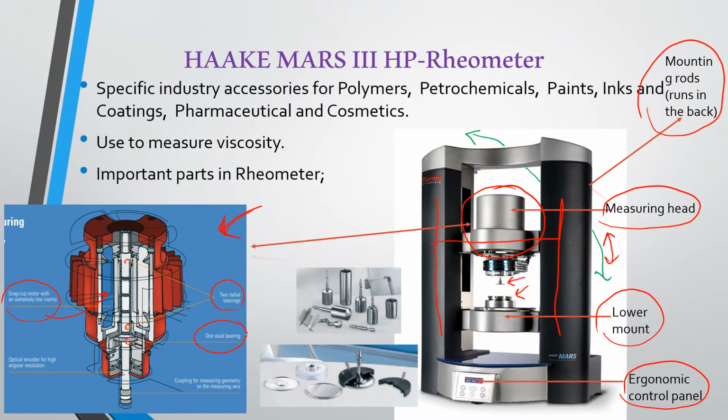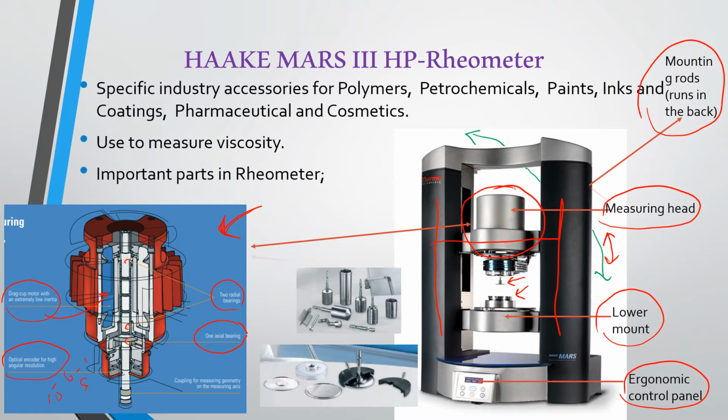And the final and the most important other part of this measuring head is the optical encoder. This actually enables instant determination of shear viscosity at very little shear rates. It actually helps to determine shear rates of 10 to the minus 6. So that's a very little shear rate. So these are the important parts.